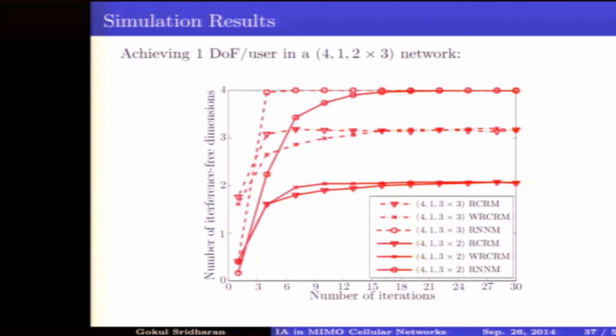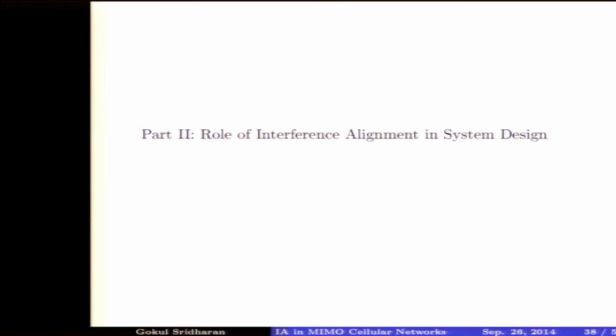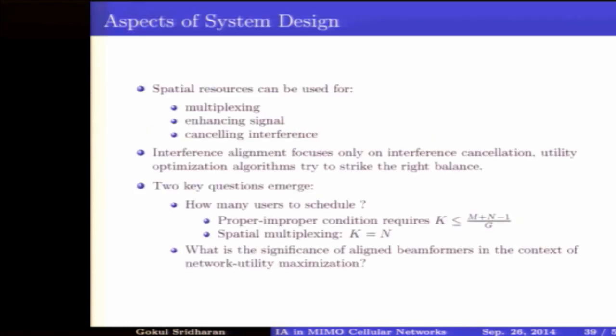So that's a little bit on the algorithmic effort. Finally, what does all of this amount to with regard to system design? How are we going to use this? Remember that spatial resources could be used for one of 3 things. You could use them to cancel interference from the interferers. You could do something like matched filtering to enhance your signal, or you could simply serve more users, which is basically multiplexing. The trade-off between multiplexing and enhancing signal is roughly what was captured by DMT theory, the diversity-multiplexing trade-off.